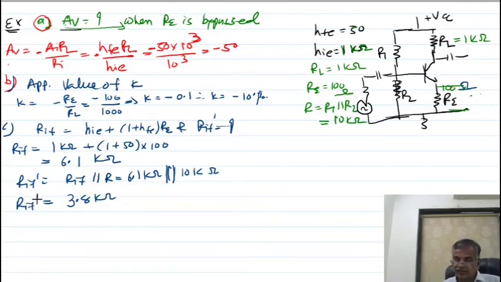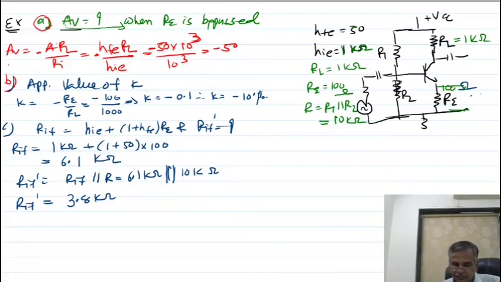See what the C question? C is nothing but they are asking you RE and RE dash. What is RE? RI plus 1 plus HI into RE. But what is RI? HI plus 1 plus HIB into RE. What is HI? They have given everything, so you can calculate. Now what is RI? We have just written, it is a parallel combination of this, so you can find this value.